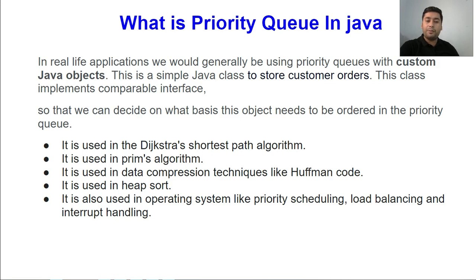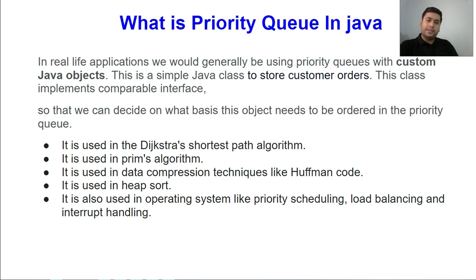It is also used in the operating system. You can use the priority queue in the operating system for priority scheduling. I think in the fourth semester of college you learn operating systems, and there you get some idea about what scheduling is, how we schedule a particular job, and how operating system scheduling works, load balancing and interrupt handling. Those things we can handle with the help of the priority queue, and it is very important, I think.